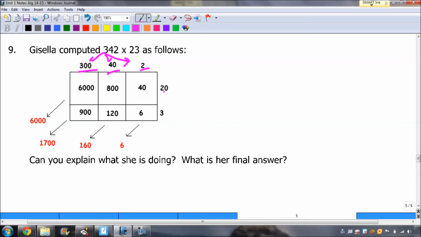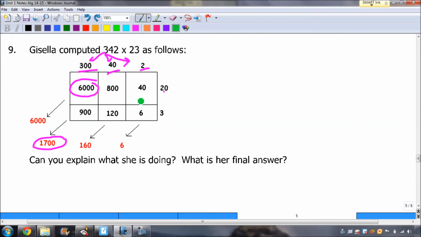So that way she ends up getting, right here, she's got 6,000, okay? Where does she get this 1,700 from? Hopefully you understood or can see that she's getting it from adding these diagonals together, okay? Notice how it's kind of like she's combining her like terms, right? Here's your thousands place, here are your hundreds, so you combine those guys together.